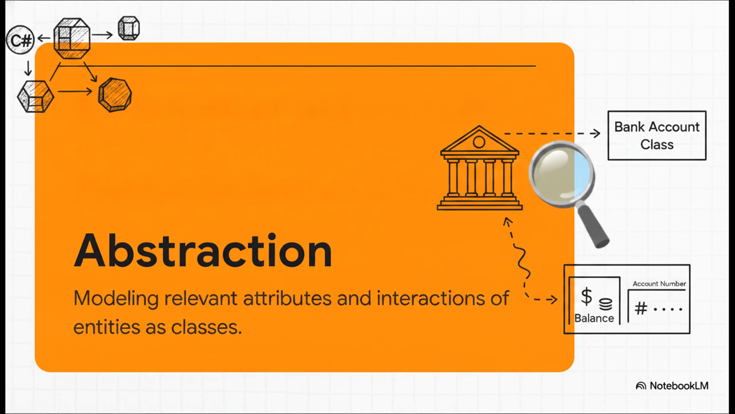First up in our core concepts is abstraction. This allows us to model the relevant attributes of real-world things into a streamlined, manageable representation in our code. For example, if you're building a banking app, you don't need code describing the physical color of the bank's front door, right? You just need to abstract the relevant data, creating a bank account class that holds a balance and an account number. It simplifies a complex reality down to exactly what your system actually needs.